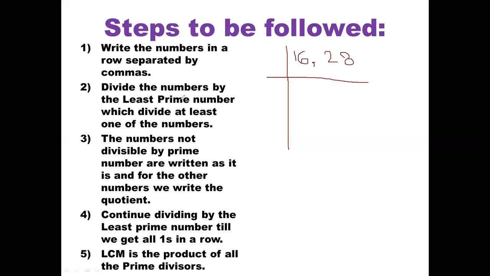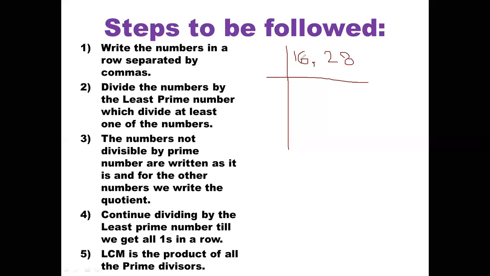We are going to select the least prime number by looking at our numbers. Over here, our dividend is 16 and 28. So our divisor, that means the least prime number, should be that number which can easily divide these. If both of them not together, then at least one of them should be divisible by that least prime number.